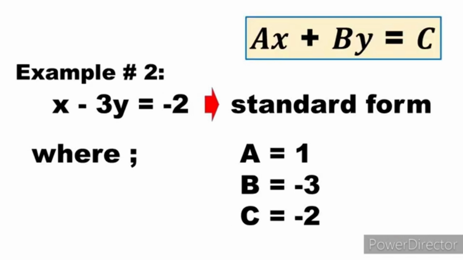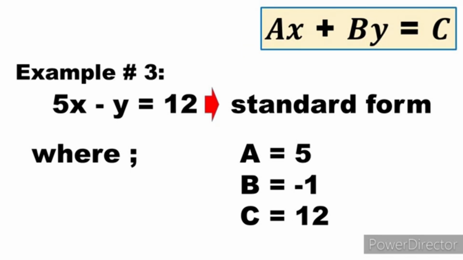Okay, now let's have example number 2. X minus 3y equals negative 2. Kaya kung mapapansin niyo yung may variable na x and y ay nasa left side, and ang constant is nasa right side ng equation. So, ibig sabihin, naka-standard form na ang equation natin. Okay, and then next, i-determine natin kung ano yung value ng a, b, and c. Okay, so sa equation natin, x, the coefficient of x is 1. So, ang value ng a natin is 1. And then we have negative 3y, ang coefficient natin, or our b is negative 3. And then we have the constant negative 2. Therefore, c equals negative 2.